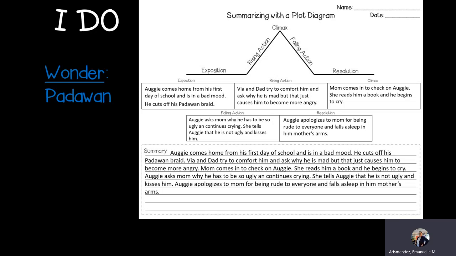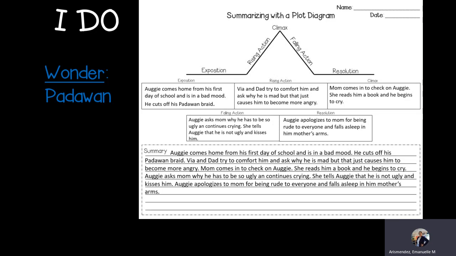Now, don't you guys think that was a really good summary? We got all the important details, all the important events, and we didn't include anything that wasn't really important. Most importantly, we did not copy word for word from the book. I didn't even have the book up for you guys to see because I didn't want to copy any words at all. And that's the most important part of summarizing, guys.